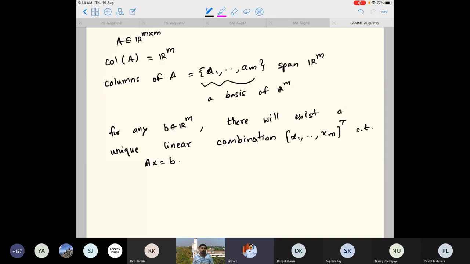Is that point clear to all of you? Now just see what is happening here. By taking M equal to N and saying the column space of A is equal to Rm, you are actually saying that the columns of A form a basis of Rn. Then any vector B in Rn can be written as a unique linear combination of these basis vectors. So you get a unique solution.